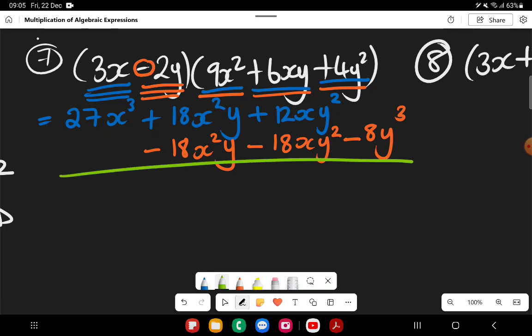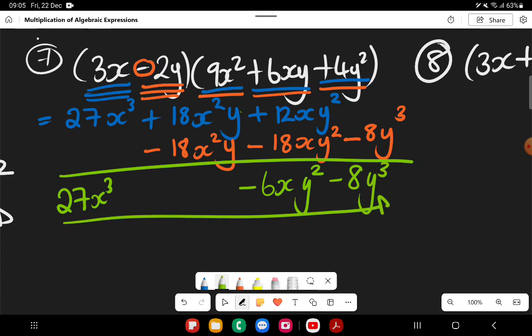Now we are going to add 27x cubed. We are adding like terms, remember. 18 minus 18 gives me 0. So I'm not writing anything in this one because it becomes 0. 12 minus 18 is negative 6xy squared minus 8y cubed. And that's your final answer.